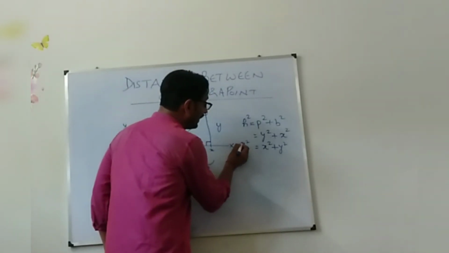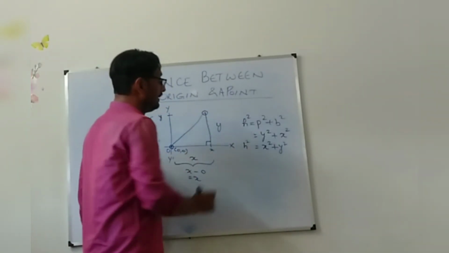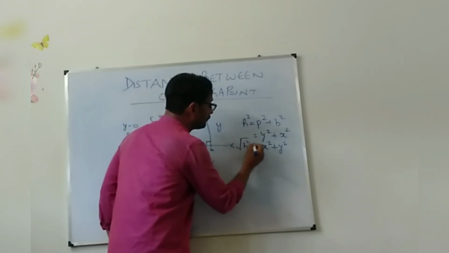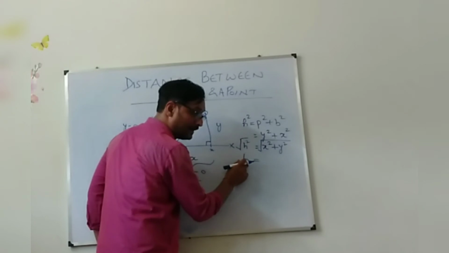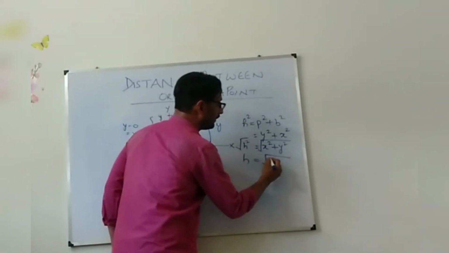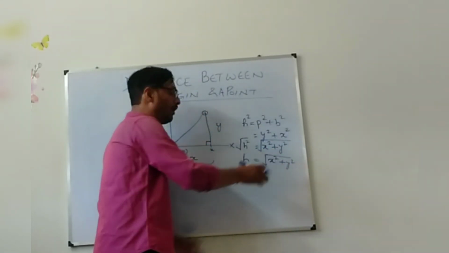So what I need to find out? I need to find out h. I need to find out this h. I am not going to find out h square. To find out h, what you need to do? You have to square root it. If you square root it, then you will get h. But in this case, you will not be able to find out the answer, so this will remain like this. So this will be the formula of h.